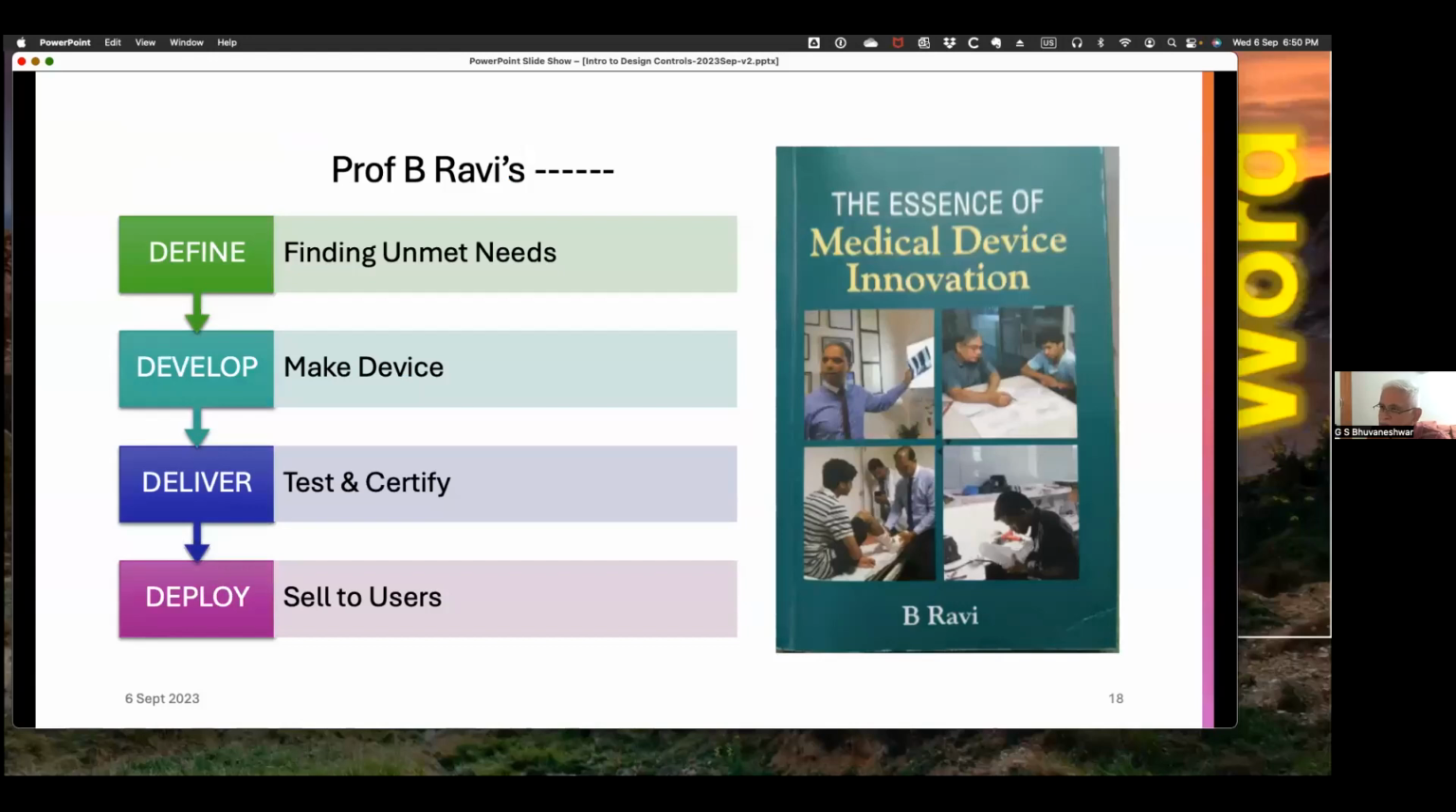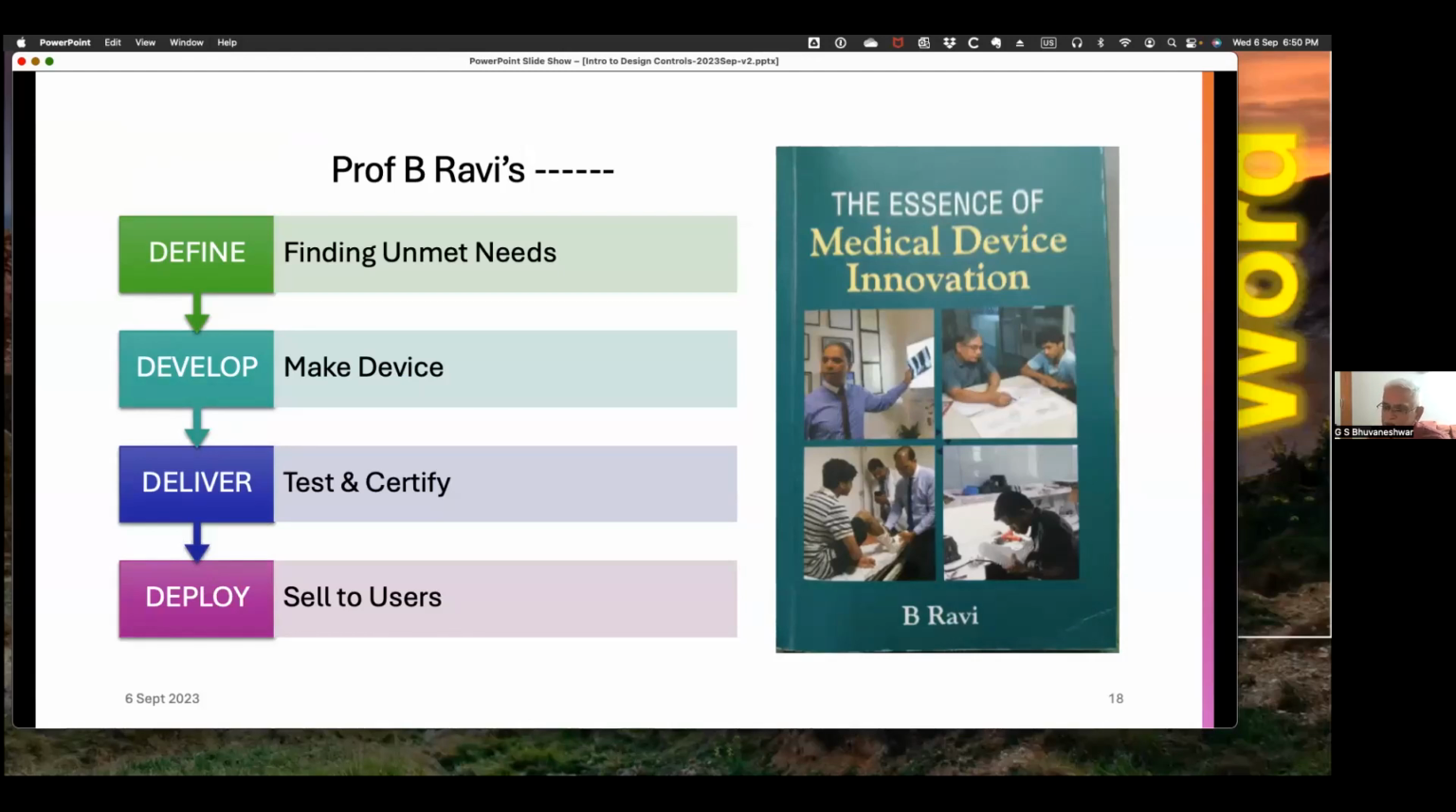Another way of looking at development is what Professor B. Ravi of IIT Bombay, Professor of Mechanical Engineering, describes. He heads the METIC Center, which is the Innovation Center for Medical Devices at IIT Bombay. He has a very nice book. I would encourage all of you to read that book.